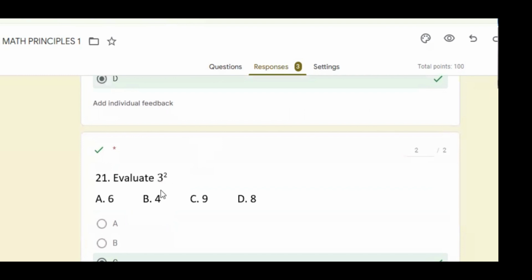What about this? What does this imply? Can I say that again? I said, what does this mean? This one here, 3 to the power of 2, 3 squared.